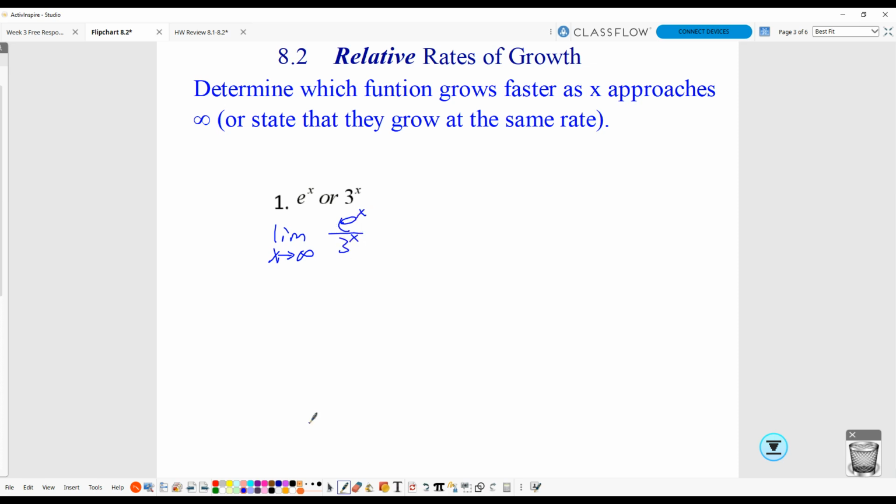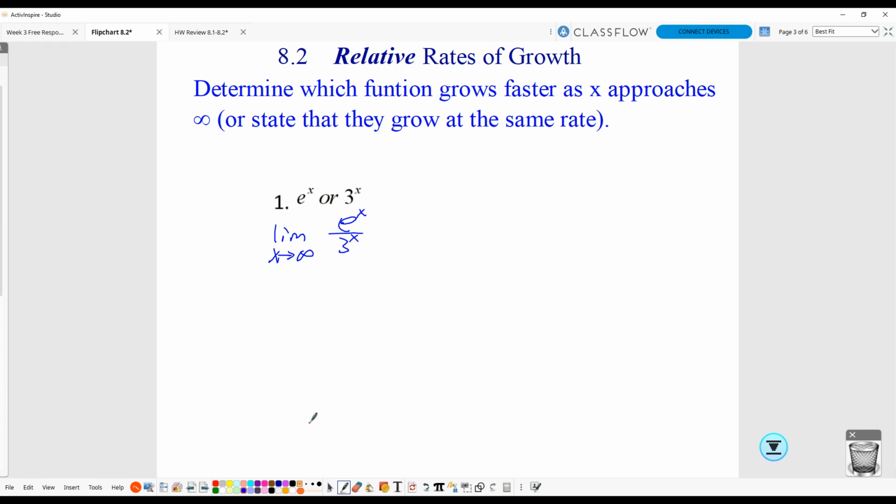I'm going to do this, and now if I pull them apart and I do L'Hopital's, e to the x is e to the x. And unfortunately, 3 to the x is 3 to the x, with some natural log of 3, some constant that keeps popping up. So L'Hopital's is not going to work here, because I'm just going to keep spinning in a circle. No? Well, that's not going to help me either.